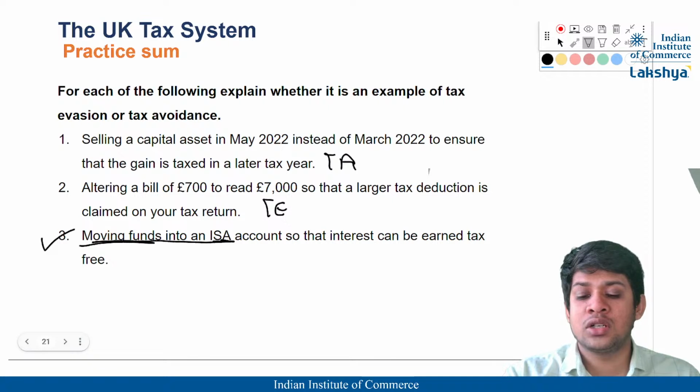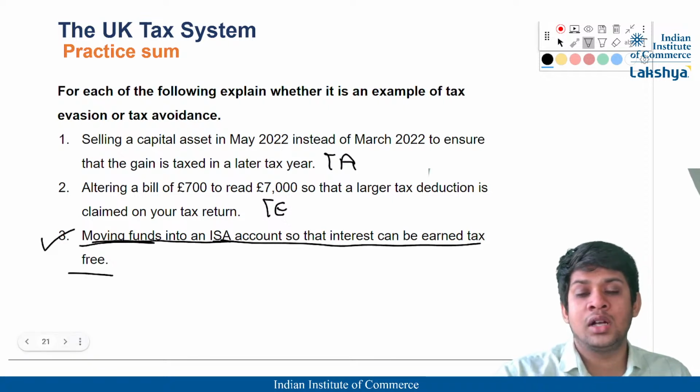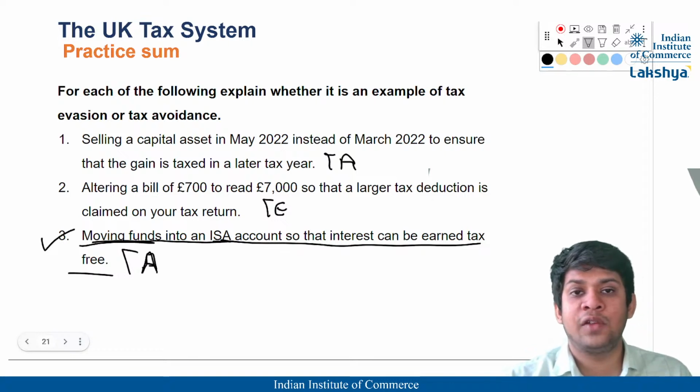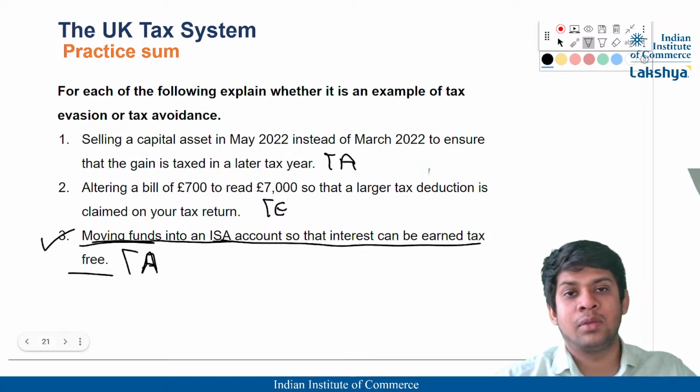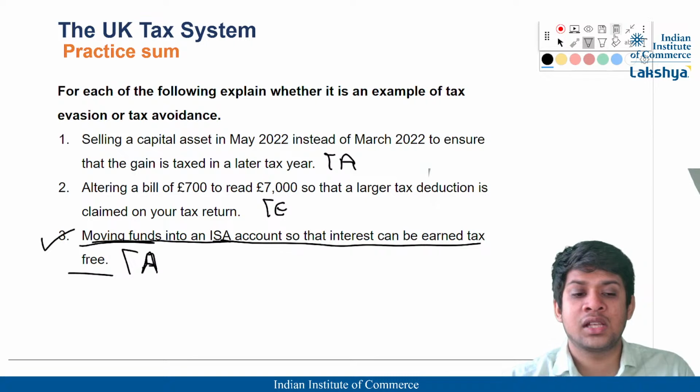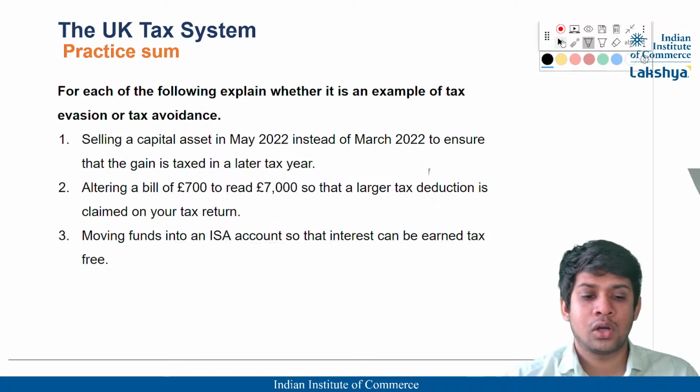Moving funds into an individual savings account so that interest can be earned tax free. Obviously, this is tax avoidance, because this is a benefit provided by the tax authorities: some amount of my income is saved in my individual savings account, and when it is saved there will be no tax on that. Okay.